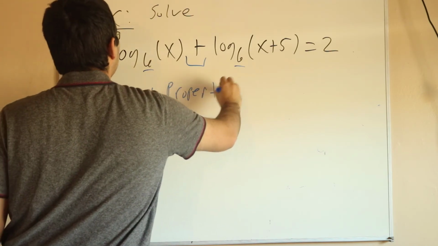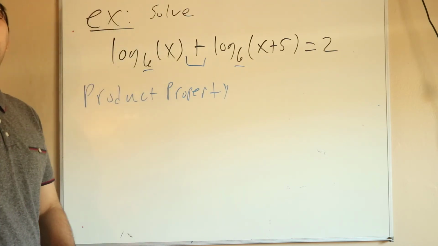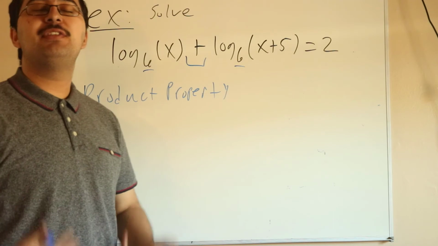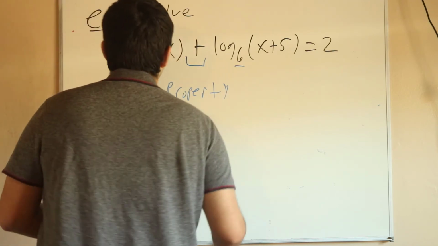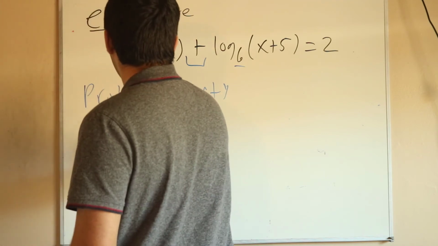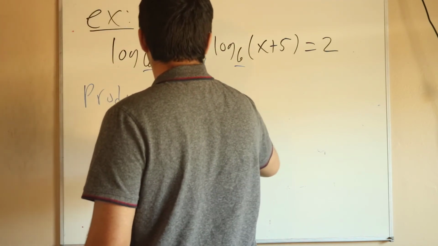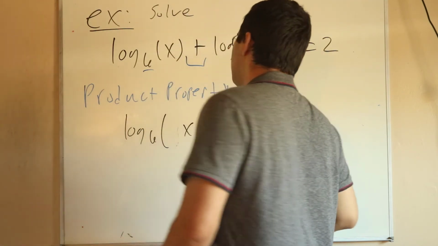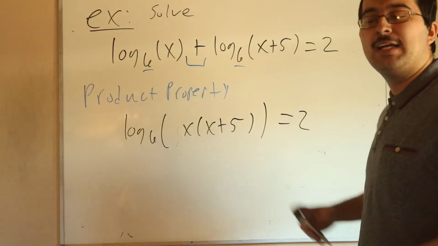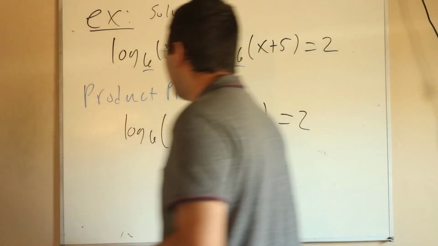And why would that be helpful for us to use? Because that product property will take these two separate logs and make it into a single log, effectively isolating that logarithm. So let's go ahead and do just that. So using product property, we end up with log base 6 of x times x plus 5 equals 2. Just like that, we've isolated the logarithm. Now we can use that mantra 2 technique we talked about.